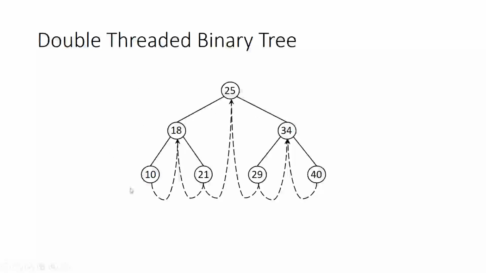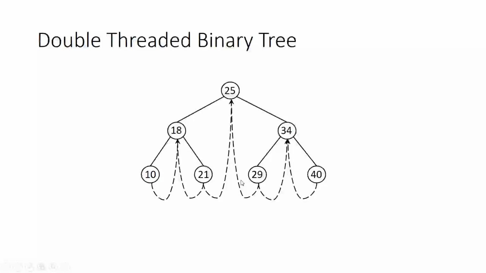And one more case is that the leftmost node in the tree structure will not have a left thread because it does not have any predecessor. Also, the rightmost node in the tree structure will not have a right thread because it will not have any successor. Okay, so this is how the double-threaded binary tree will be.